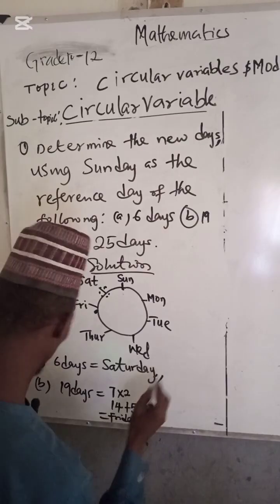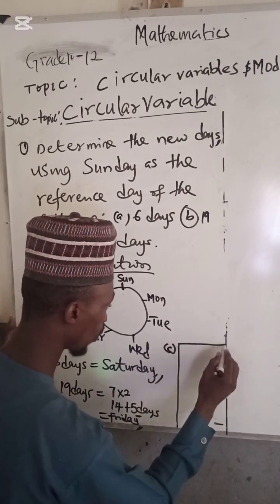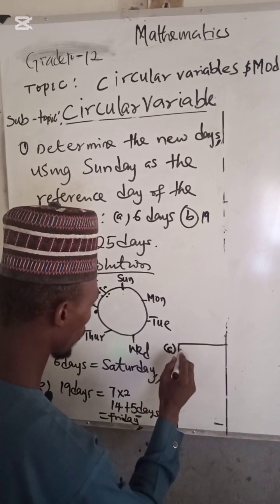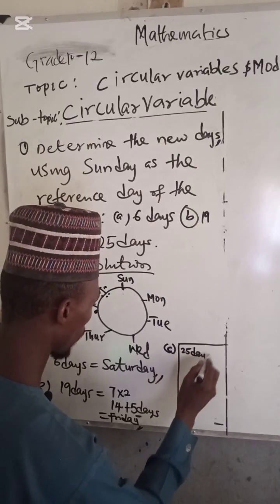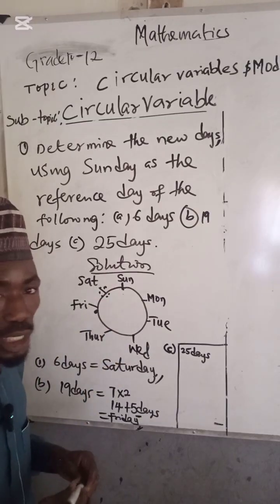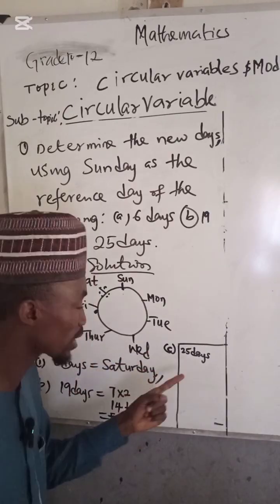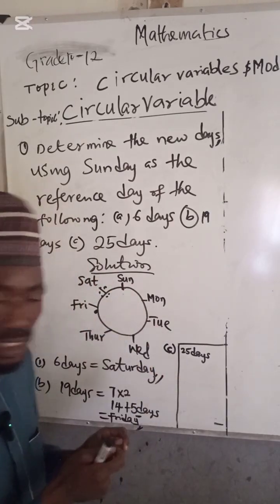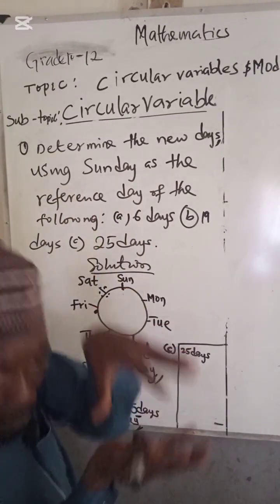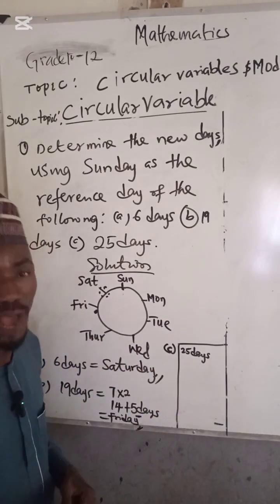The next one, that is the last one on this question, the third one, is 25 days. Now let's look at it. Remember, the variable has a circumference of 7 units. So if you are dealing with 25 days, you look for how many times the entire circumference can divide 25. Whatever is remaining, the remainder, tells you the final value.